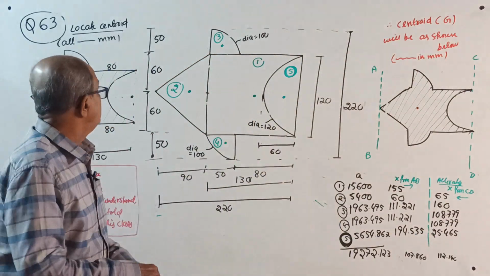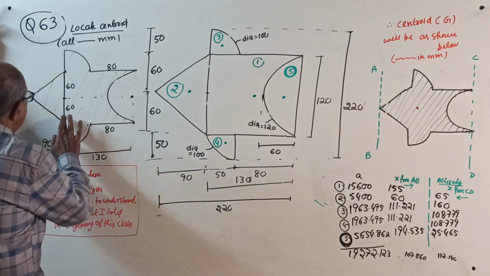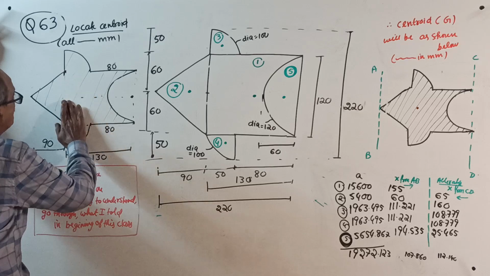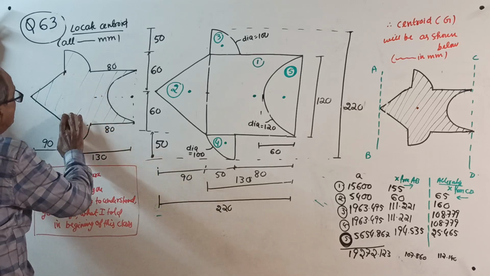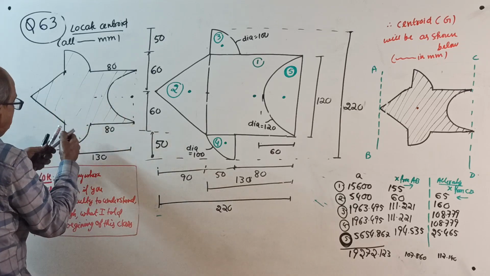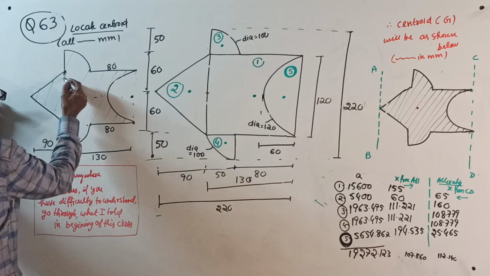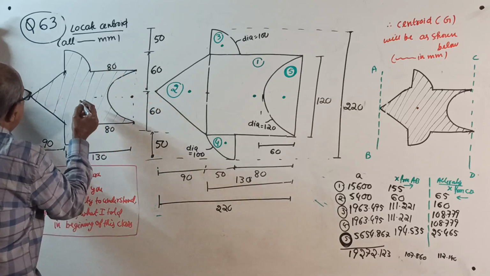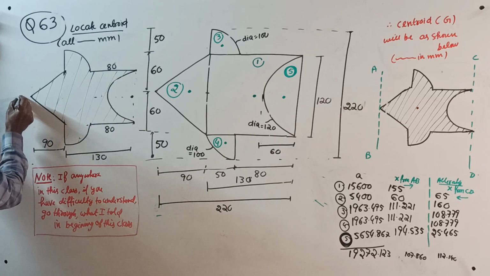Question number 63. Actually, when a lamina is given, the division will not be given for you. You have to divide it yourself, because usually the lamina is shown hatched this way. Somewhere here, an extra dimension is given.